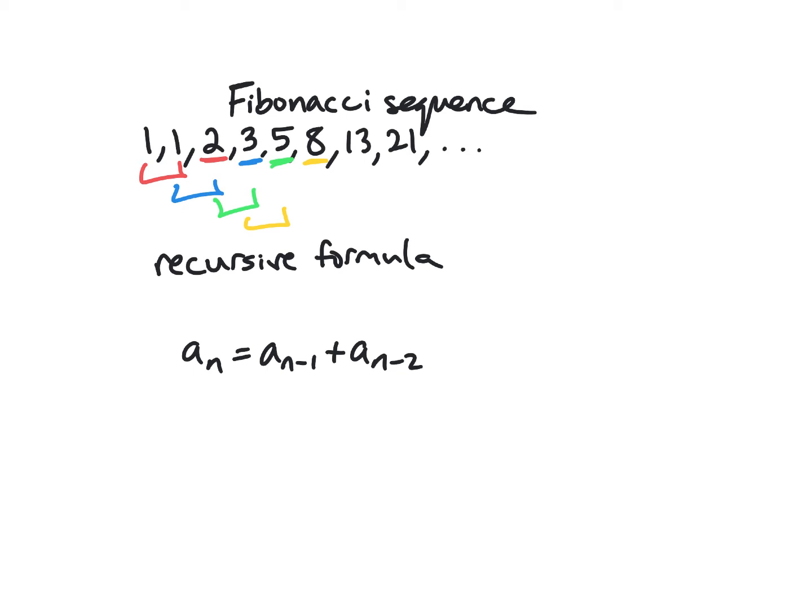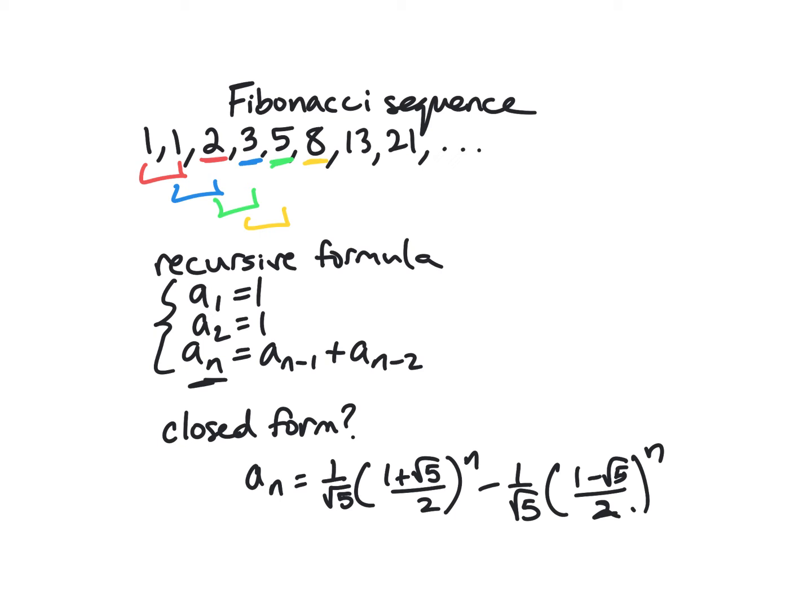But of course, this doesn't work for the first two terms. Before, we've just had the first term written. Here we actually need the first two, because this only starts working at 3, since we need A1 and A2. So A1 is 1 and A2 is 1. These three things together give us our recursive formula. And our closed form actually looks like this, which is a really nasty expression, and obviously not a very intuitive one. So this is one where the recursive formula is strongly preferable, right?